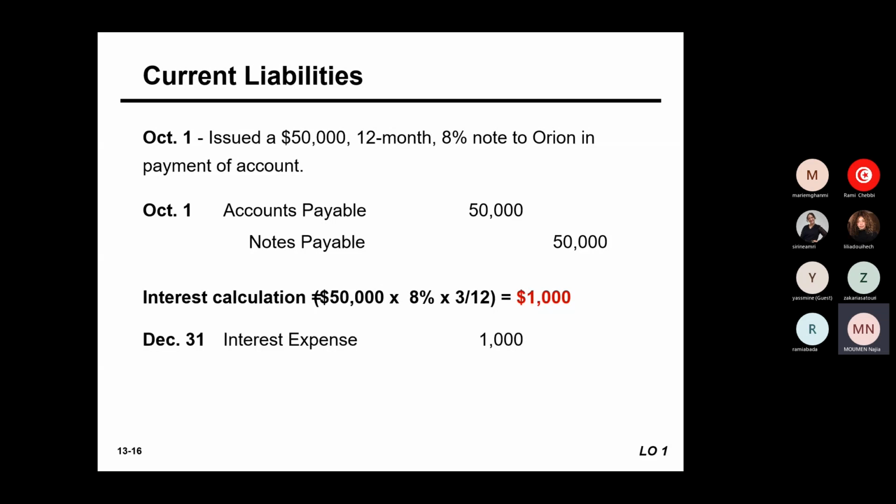So at the end, of course, December 31, I should what? I should accrue the interest expense. So a debit interest expense and the credit interest payable for 1,000. Okay.